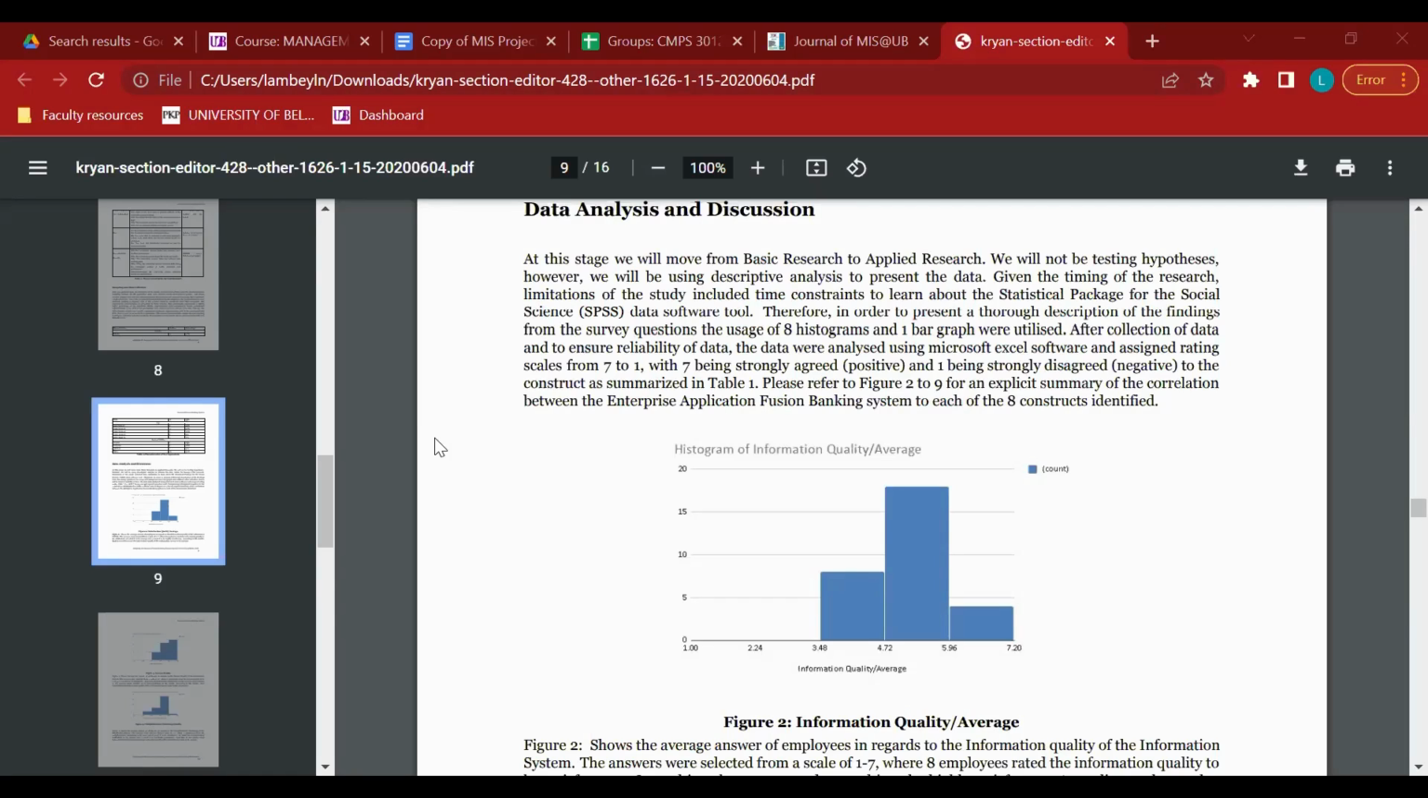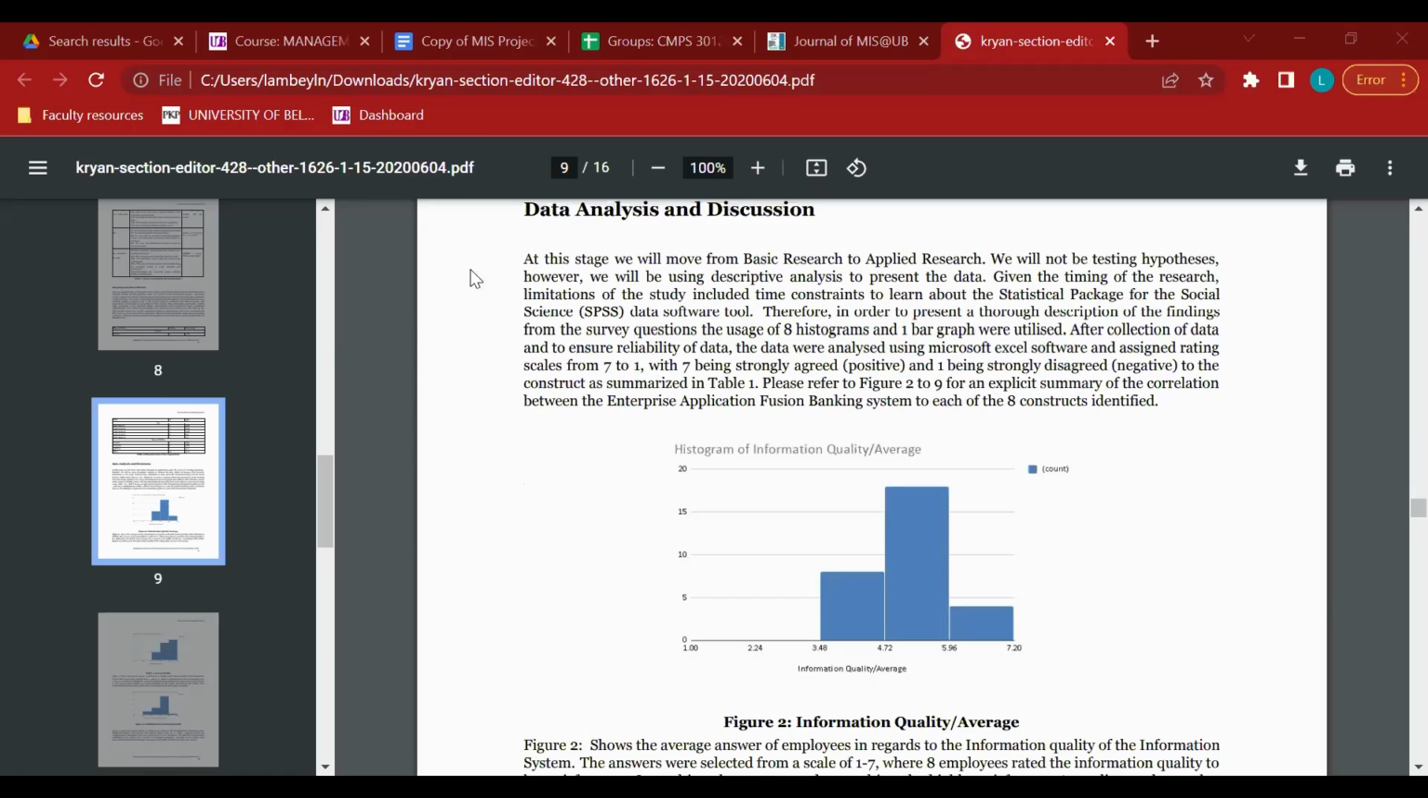After collection of data and to ensure reliability of data, the data were analyzed using Microsoft Excel software and assigned rating scales from 7 to 1, with 7 being strongly agreed, a positive, and 1 being strongly disagreed, negative, to the construct as summarized in Table 1. Please refer to figure 2 to 9 for an explicit summary of the correlation between the enterprise application fusion banking system to each of the 8 constructs identified.